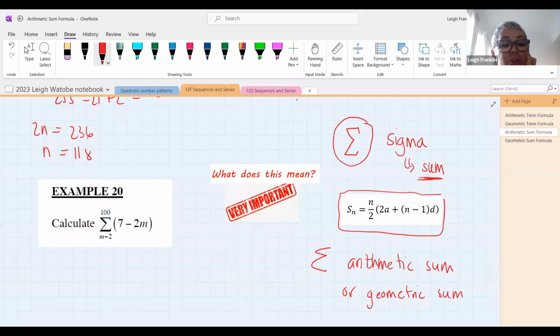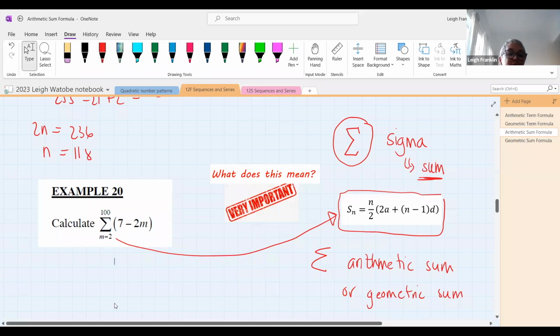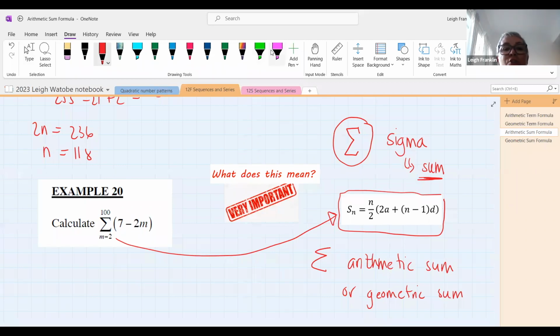Okay, but essentially it is an instruction to use the SN formula. Let's first talk about what the different bits and pieces mean. The number at the bottom, what does that mean for us? Lusanda, what does the number at the bottom mean?